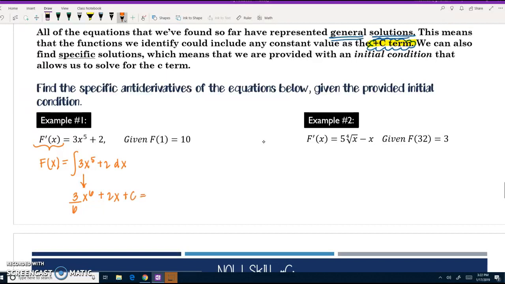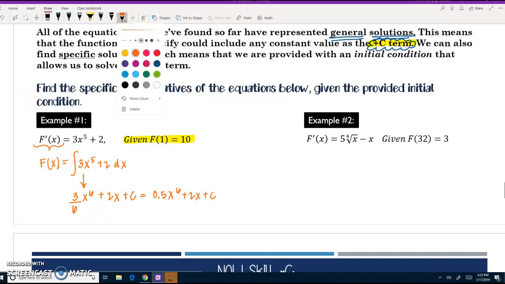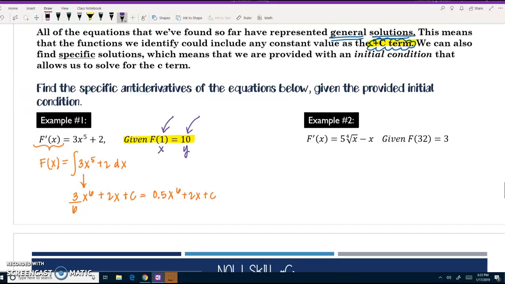So here I can go ahead and simplify that to the 1/2 or to 0.5. x to the 6th plus 2x plus a constant. Then what I need to do is to use this initial condition to figure out what the constant's going to be. So all the initial condition says is, if you know one of the input values, then you can solve for the output value. So I know that if I am to plug 1 into the original function, I need to get out 10.